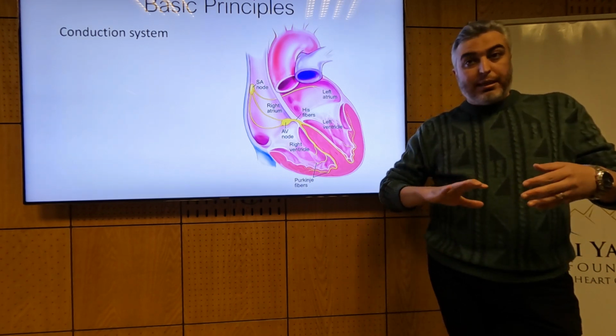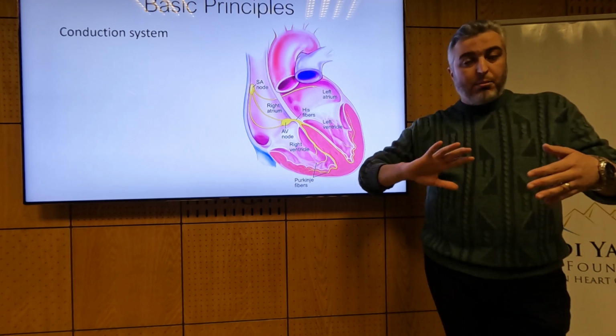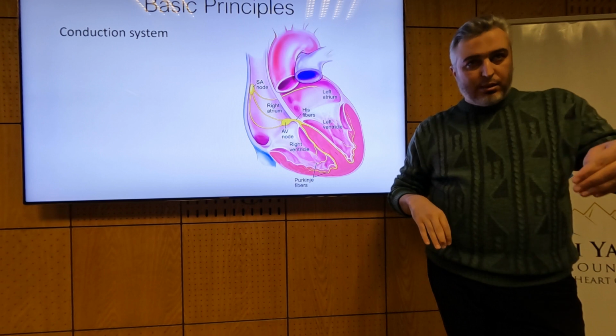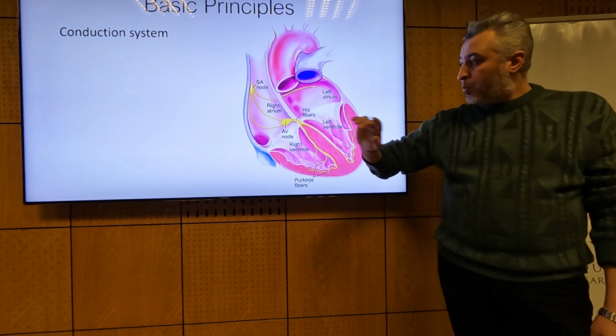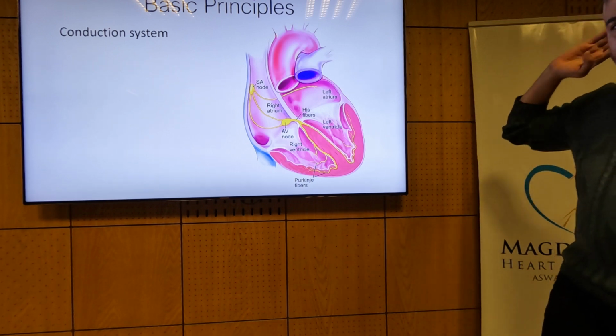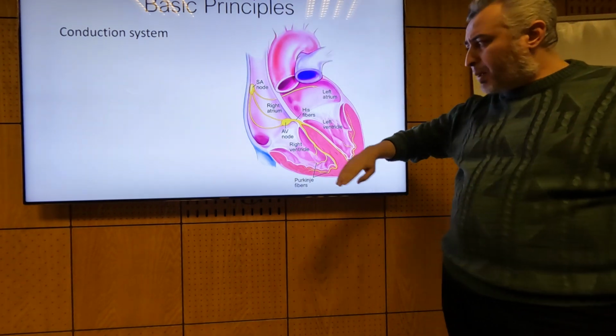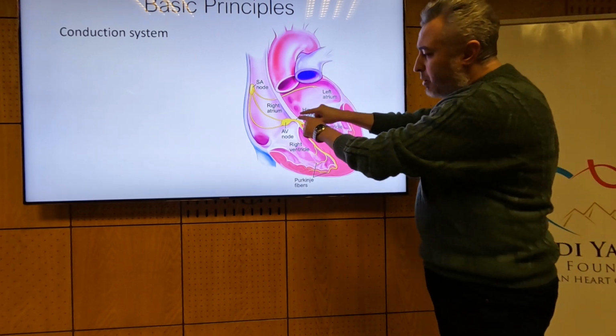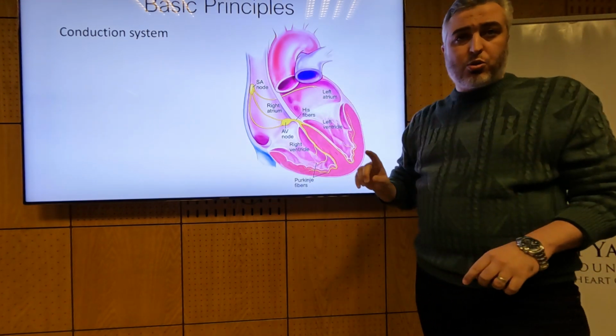So the excitation wave is still there, but it is very slow across the AV node till it reaches the bundle of His. And once it reaches the bundle of His, the excitation wave goes very, very quickly. So this is by far the fastest conductivity in the heart, across both right and left bundle branches together.